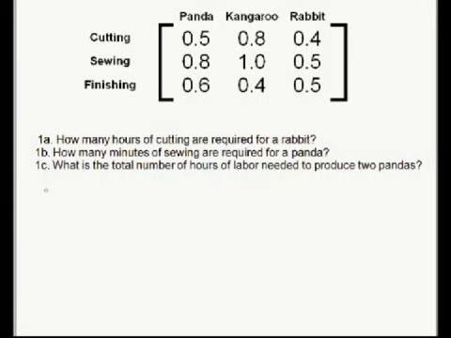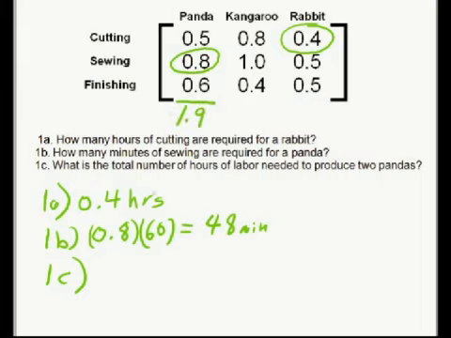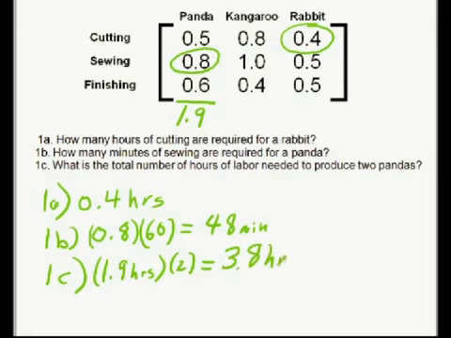Okay, the number of hours needed for cutting for a rabbit would just be the intersection of our cutting row and our rabbit column, 0.4 hours. We need the number of minutes for sewing a panda, so that's going to be 0.8 times 60, or in other words, 48 minutes. And the total number of hours for 2 pandas, let's see. If I add up all the time for the pandas, cutting, sewing, and finishing, that'll be 1.9 hours. And I multiply that by 2, and I'll get 3.8 hours.